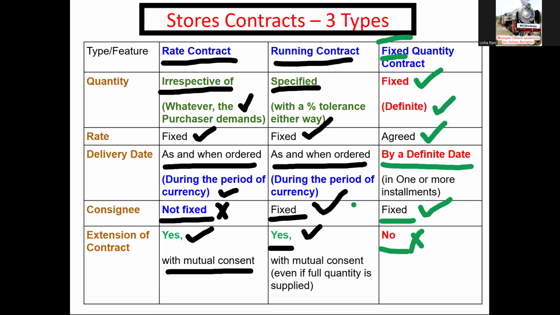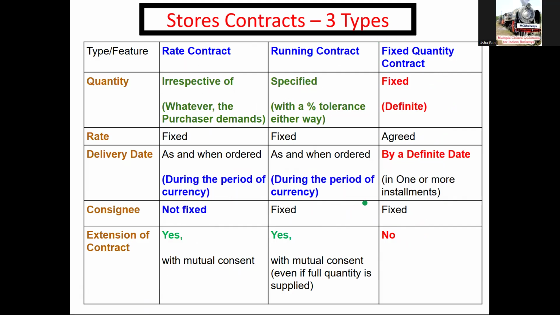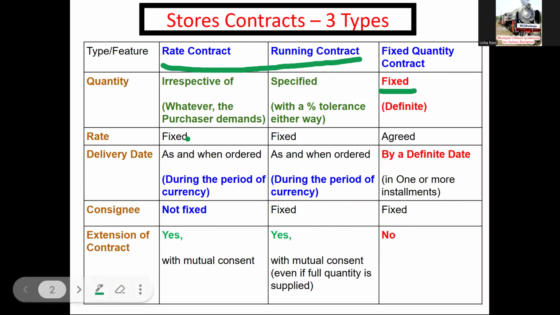So these are the features. Once again, I will compare one to one. Please check. Here quantity, yes, it is fixed, whereas in the rate and running contracts, it is not fixed. Whereas the rate, yes, it is fixed throughout the period in rate and running contracts, whereas in fixed quantity contract, it changes as per the contract, an agreed rate each and every time.